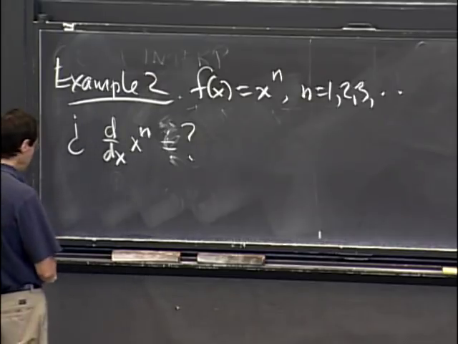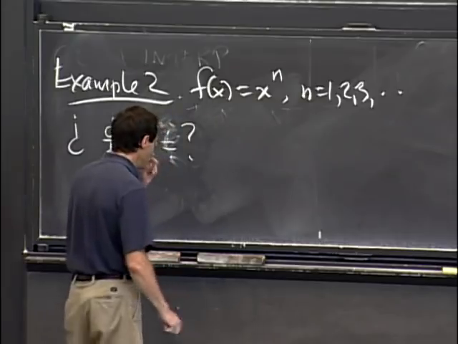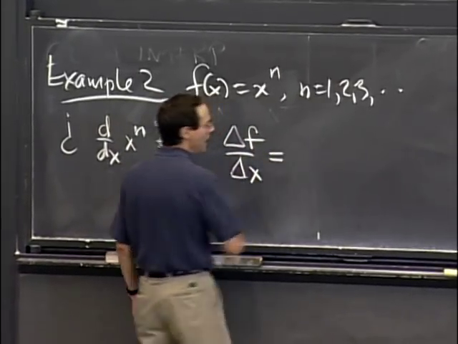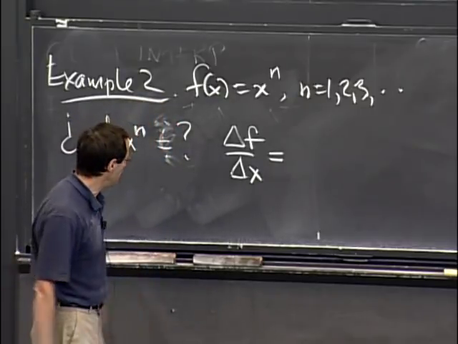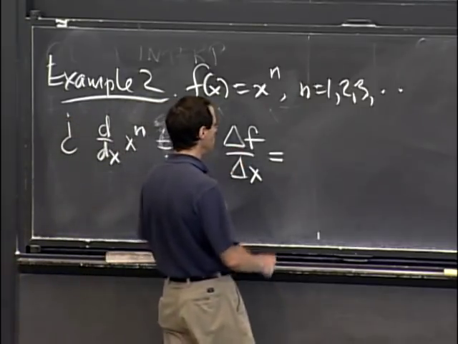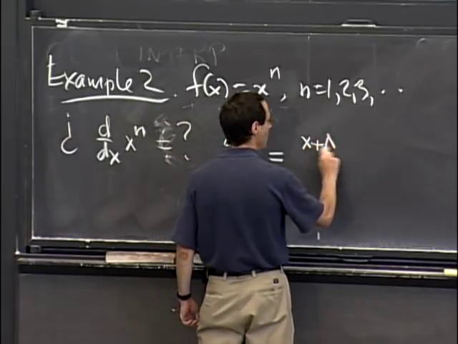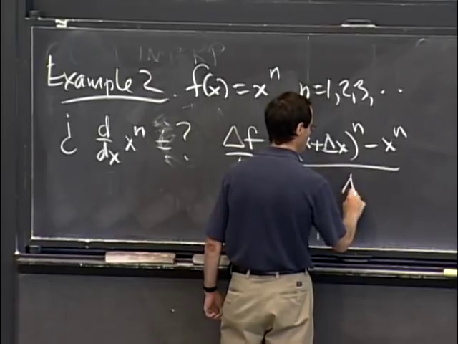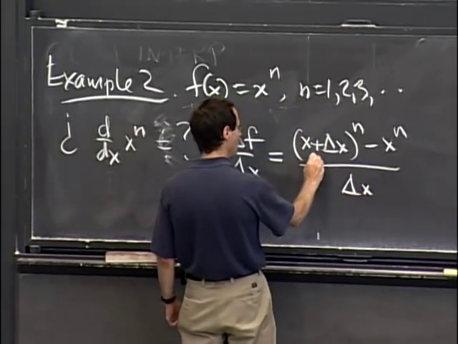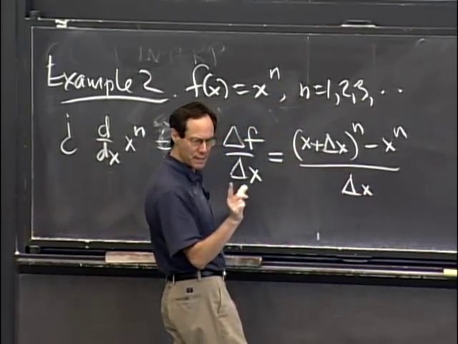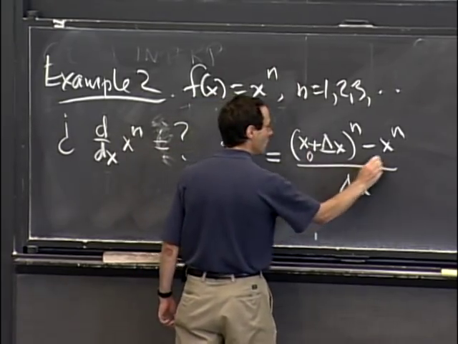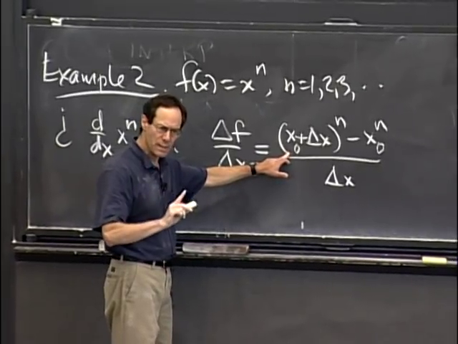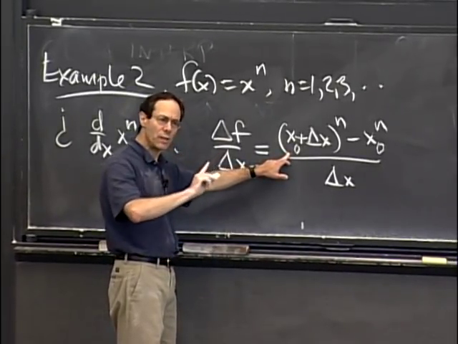So again, we're going to form this expression, delta f over delta x, and we're going to make some algebraic simplification. So what we plug in for delta f is x plus delta x to the n minus x to the n, divided by delta x. Now, before, I wrote x0 here and x0 there. But now, I'm going to get rid of it, because in this particular calculation, it's a nuisance.